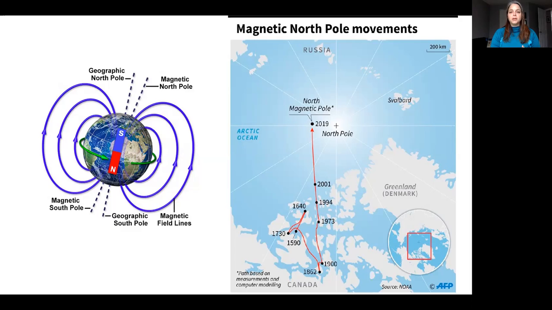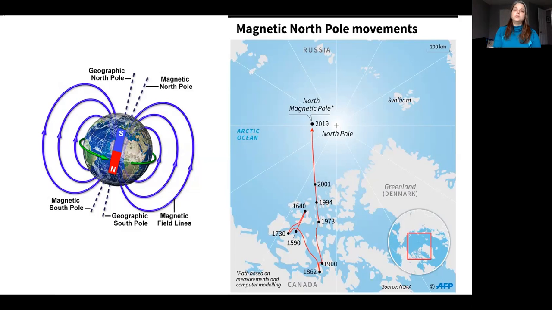And that's because the magnetic field around the Earth system wanders or migrates around a little bit. And so as you can see here on the right, magnetic North Pole in 2019 is not lining up to where Santa Claus lives. And it's actually moved around quite a bit in the last 3-4 centuries that it's been mapped. There's some cool stories about how that works out.